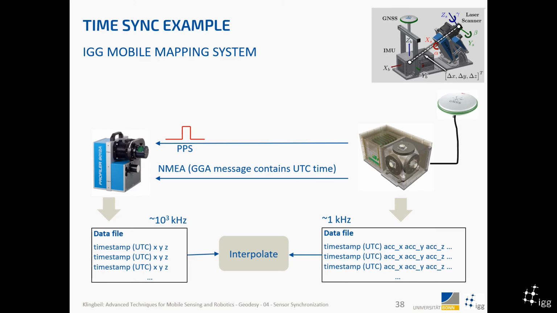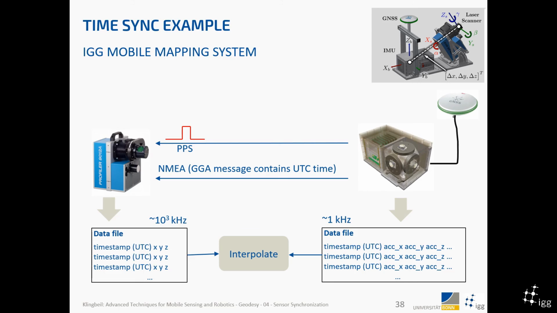Good. At the end, I want to give some examples of how time synchronization is realized in systems that we used, and I can show you, of course, how this is done in our own mobile mapping system, which you have seen a few times already, which has this Zoller-Fröhlich profile scanner here, the IMU here, and also a GNSS receiver in here with the antenna on the top, right? So this is the system that we used for many of the examples that you've seen, and I just want to show you how time synchronization is done in here.